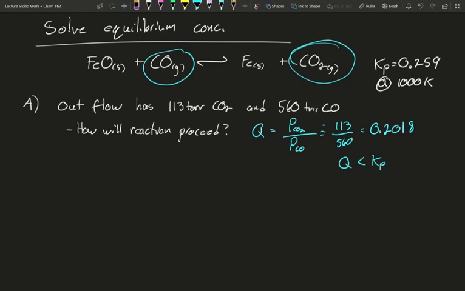This means I don't have enough products. I have too much reactants. I don't have enough on top when I do my division. That would give me a larger value if I had more on top. So this has not yet reached equilibrium.